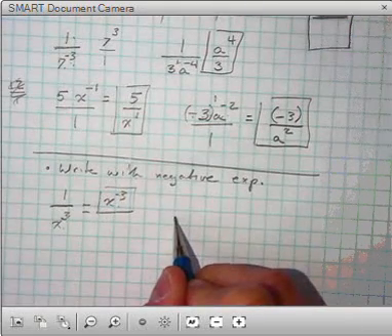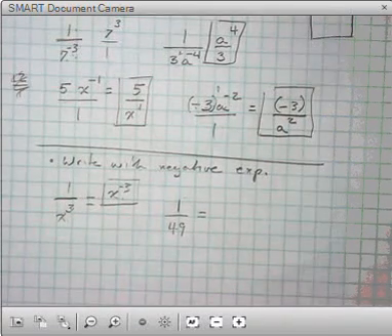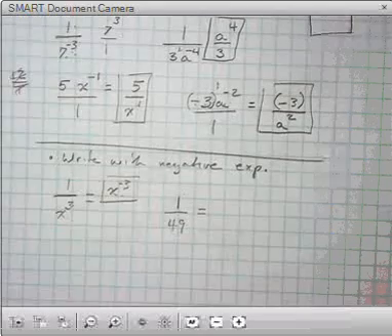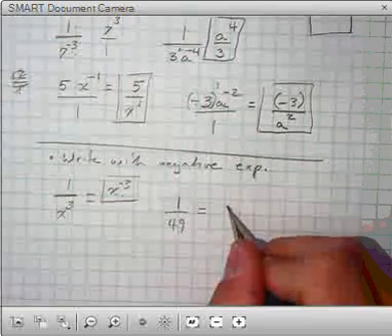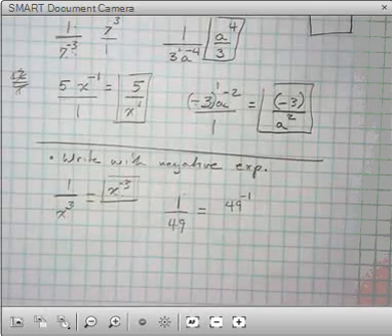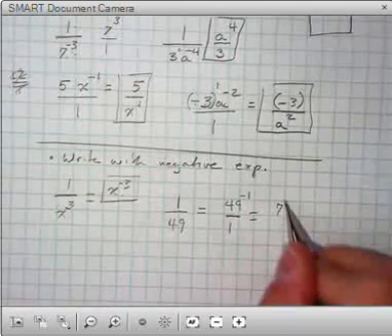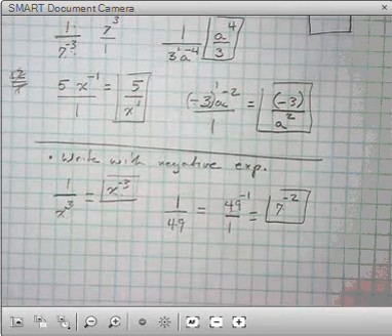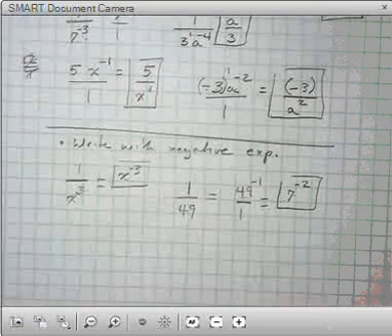Let's try another one similar to that. Let's try 1 over 49. How could I write that using negative exponents? You're saying 49 to the negative 1, like that? You could do that. Anybody find a different answer? Natalia? That's probably what I would do for that one. Both of these are correct. This one's just, I don't know, a little bit more sophisticated. But they both meet our requirements of writing it with a negative exponent.